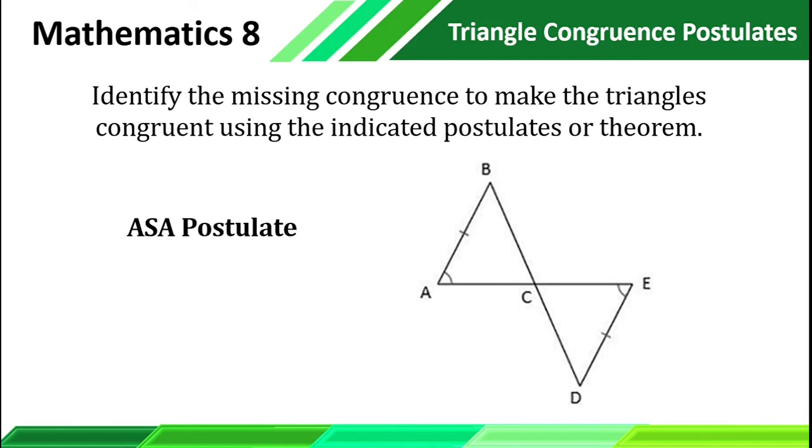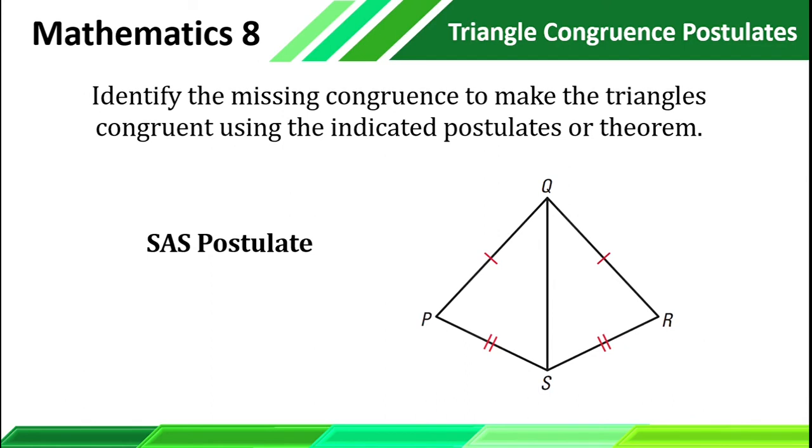Here, let's apply the ASA postulate. We have here one corresponding side and corresponding angle. To complete this postulate, the missing angles are angle B and angle B. So we have here the angle-side-angle postulate. Last one, let's apply the SAS postulate to this figure. We have here two corresponding sides, and the missing tick mark is for the angle. So here, the missing angles are angle P and angle R.